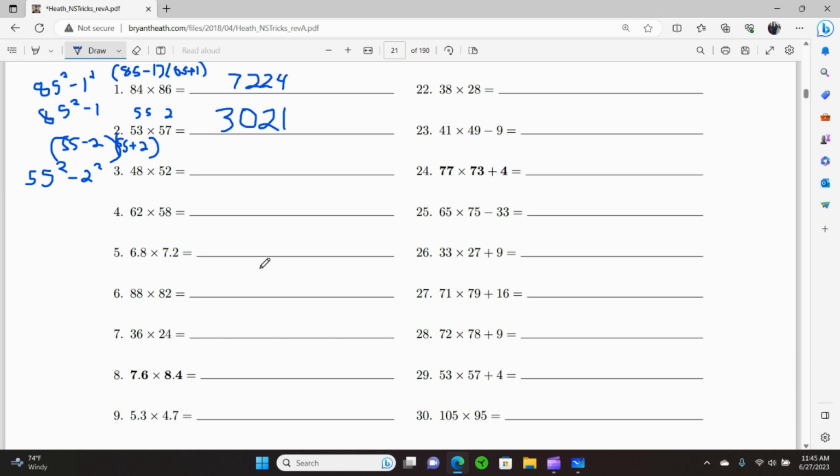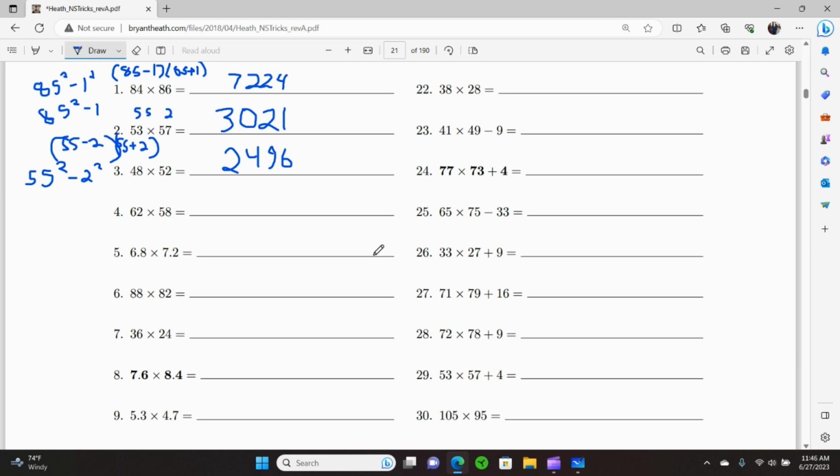Now let me show you what this can look like when it gets a little faster. No write-downs this time. Take a look at number 3, 48 times 52. I'm going to do 50 squared. 5 times 5 is 25. 50 squared is 2500. The gap is 2. I'm going to square it. I'm going to subtract 4 from 2500 to get 2496 is my answer.